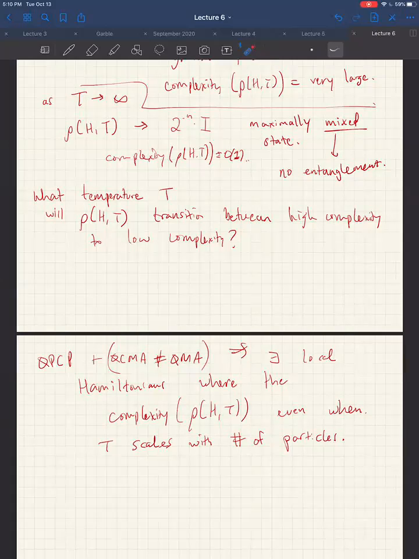All right, thanks. Can you please repeat the last sentence that you wrote there? There exist local Hamiltonians where the complexity, even when t scales with the number of particles... I feel like there's a word missing there somewhere, or I'm not understanding it. Oh, where the complexity? Yeah, complexity is super polynomial. Oh, okay. Yeah, great.